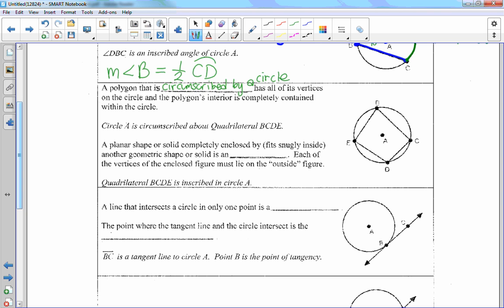So circle A is circumscribed about or around that quadrilateral. This solid is completely enclosed by its figure, and so the circle is circumscribed, but the quadrilateral is on the inside. So we're going to say the quadrilateral is inscribed. The solid is an inscribed figure. Inscribed figure. So the circle is circumscribed, the quadrilateral is inscribed.